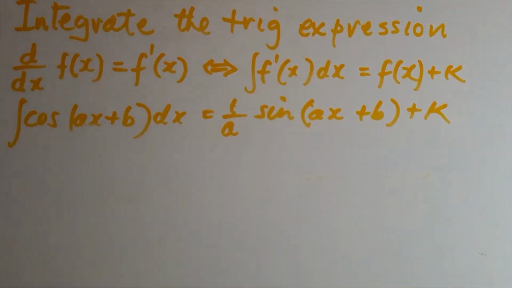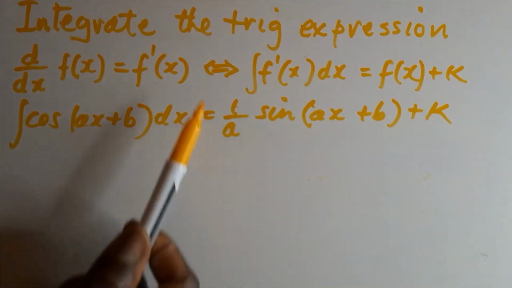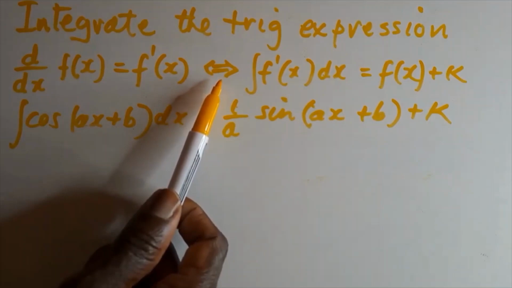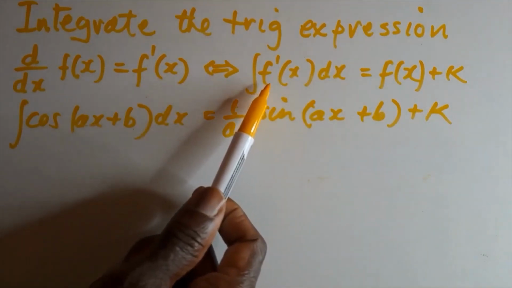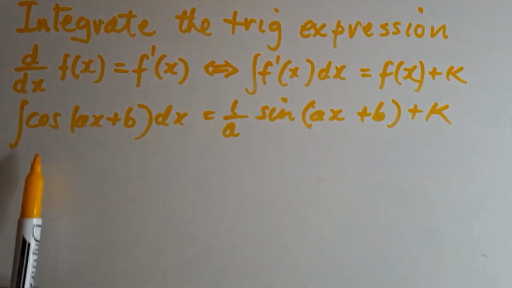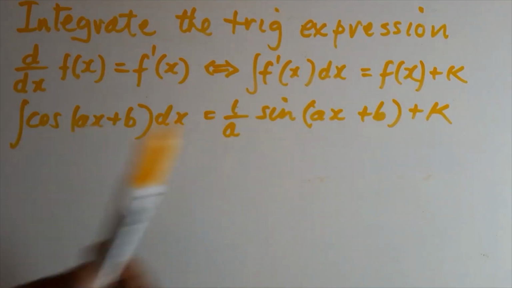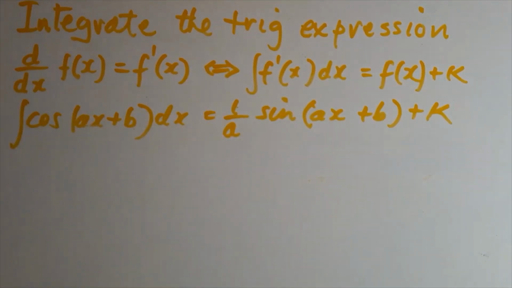Hi, today's problems are based on trig expressions and how we integrate them. The first statement here is indicating that if we differentiate a function f of x, we have f dash x, but that's only if and only if the integral of its derivative is equal to the function plus a constant k. And here, with a trig, if the cosine of an expression ax add b, and the integral of that, we have 1 over a sine of ax add b plus a constant. Let's see how this works.